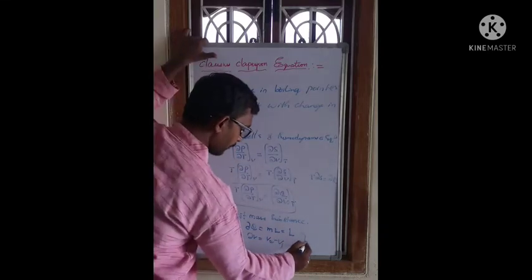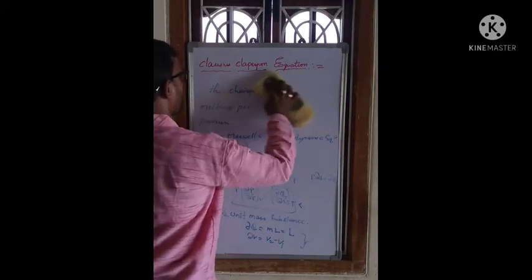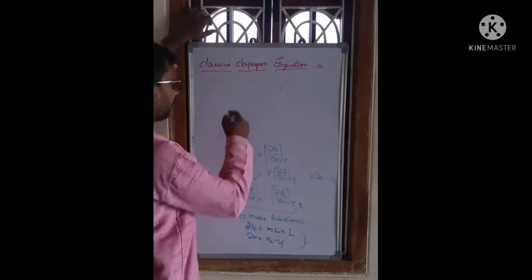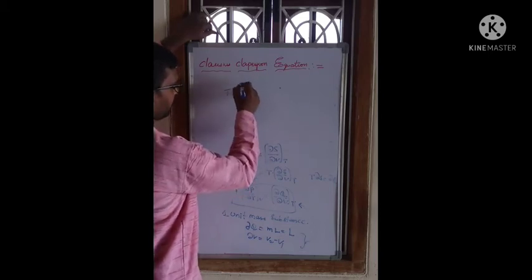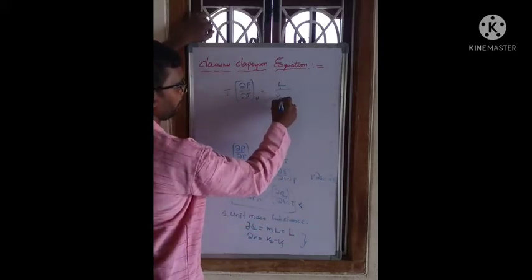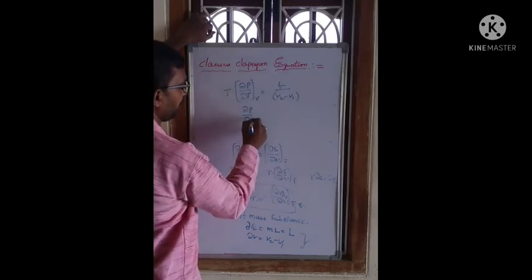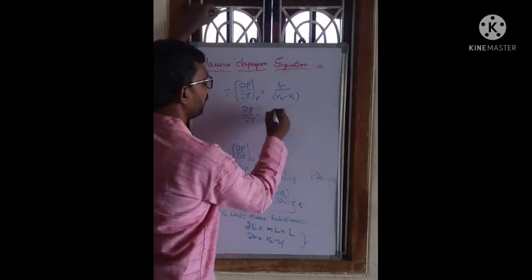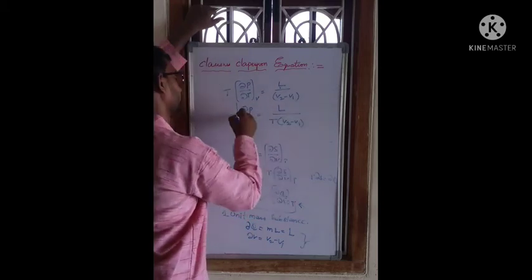Substitute these two terms in the above equation. Let us see what we get finally. We'll get T (∂P/∂T) at constant volume V equal to L by V2 minus V1. So from this, we get ∂P/∂T equal to L by T into (V2 minus V1).